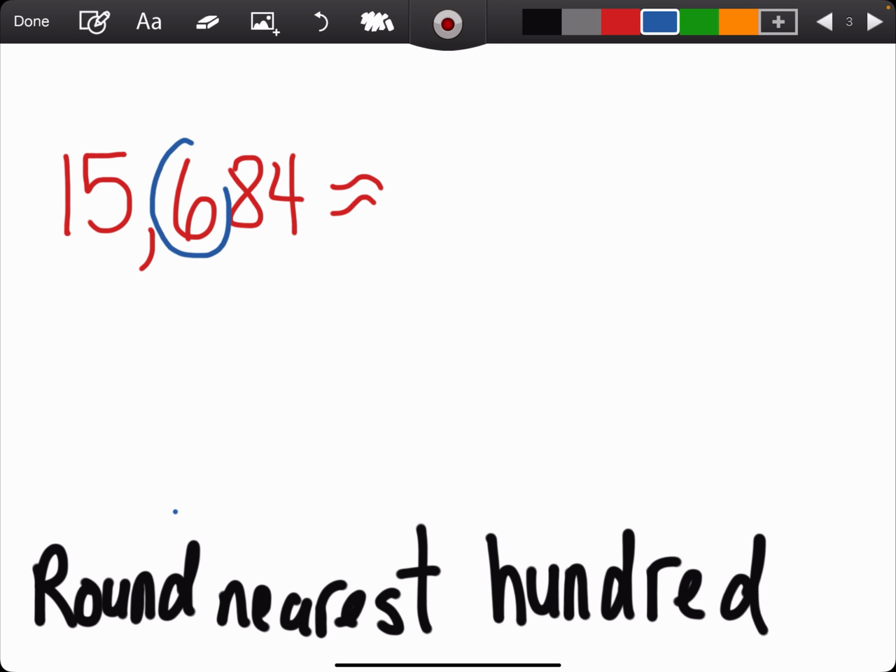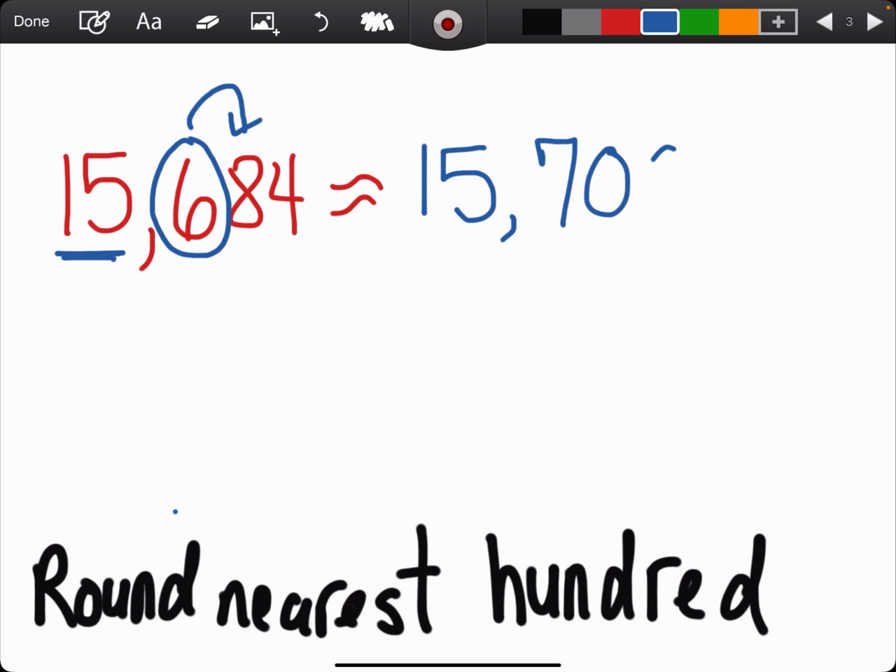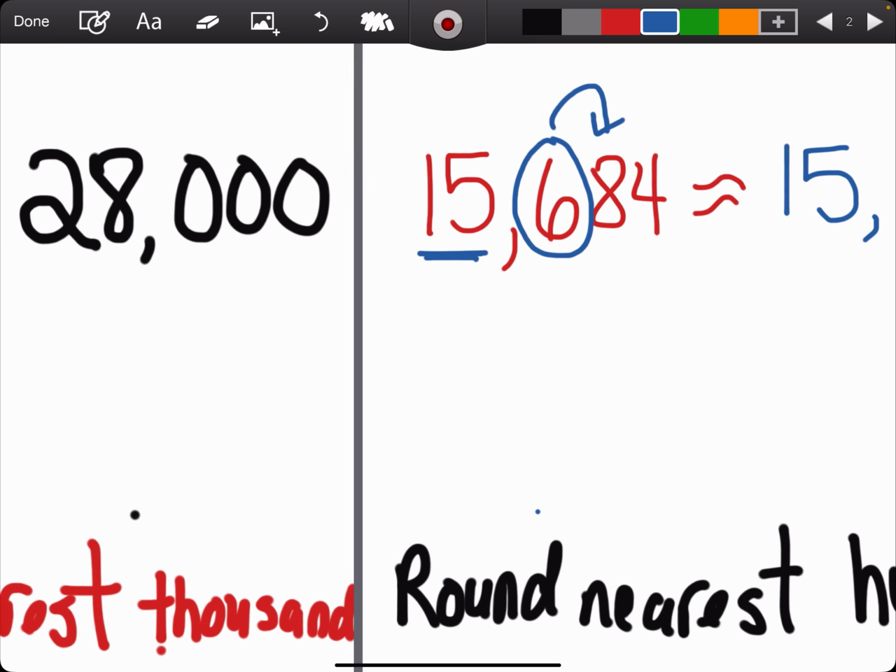Circle the 6. Next door is now the tens place, and that 8 tells the 6 you're going up high. 5 or high, we go up to the sky. 4 or low, stay down low. So that 8 is telling the 6 to go up to a 7. But the 15,000 does not change because that is to the left. We didn't touch the 10,000 or the thousands place. So it's 15,000 and the 600 becomes 700 and everything else becomes a 0. All right, so 15,700.